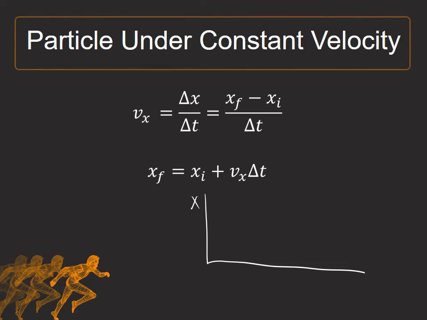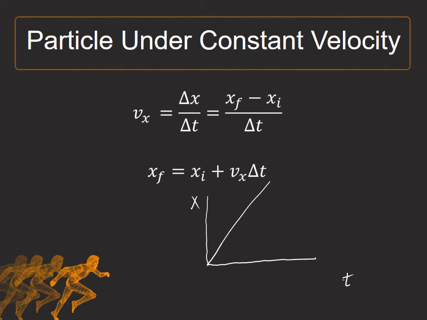And actually, if we graph x all over time, under constant velocity, the graph is a straight line. Kasi, yun nga, constant yung velocity natin. The velocity is actually the slope.